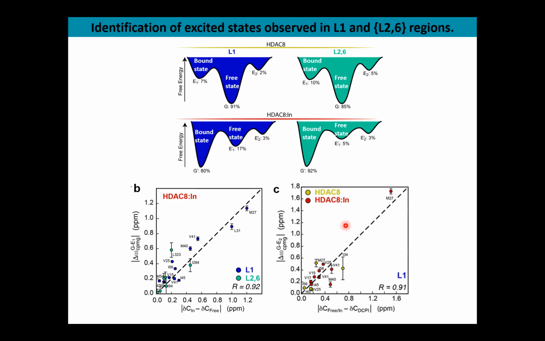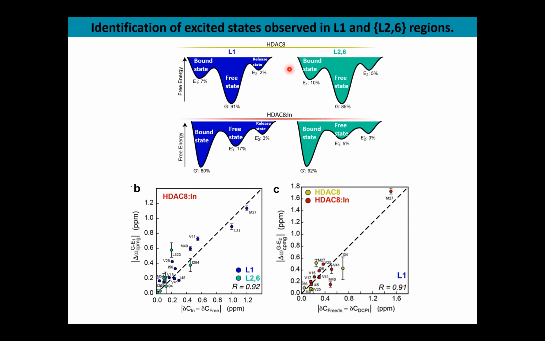For that, I found that the delta omega for the second excited state shows a linear correlation with the change in the chemical shift upon this DCPI inhibitor binding. This DCPI inhibitor is the HDAC-specific inhibitor which opens the acetate release channel in the L1 region. It means this second excited state is nothing but the release state.